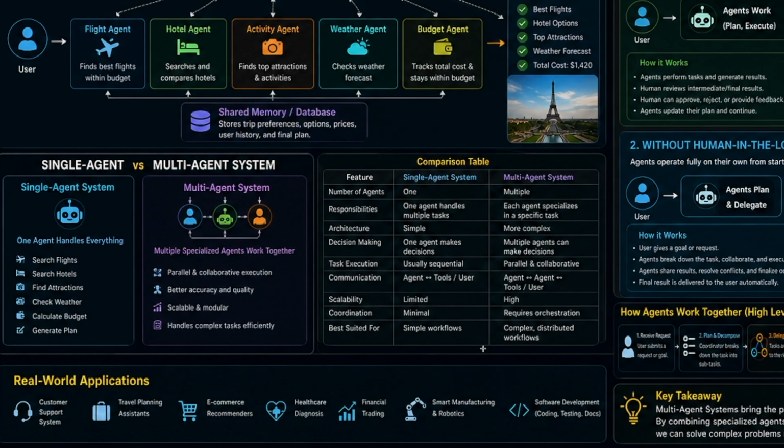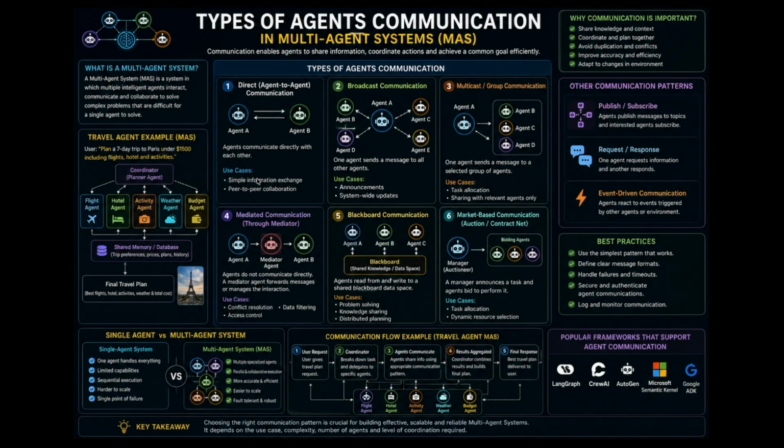will come here. So the real-time examples here are customer support systems, travel planning assistance, e-commerce recommendations, healthcare diagnosis, financial trading, software development, coding, testing or docs. Next thing is the types of agent communication, how all the agents will communicate with each other.